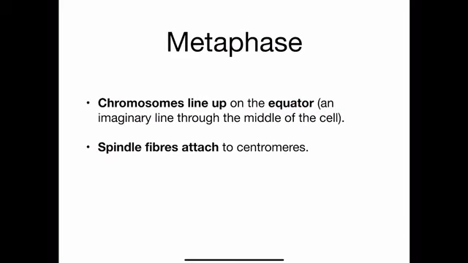All right, then we get to metaphase. Meta meaning middle. In the metaphase, chromosomes line up in single file along this imaginary region of the cell, which we call the equator, and the spindle fibers attach to the centromeres at the center of every chromosome.